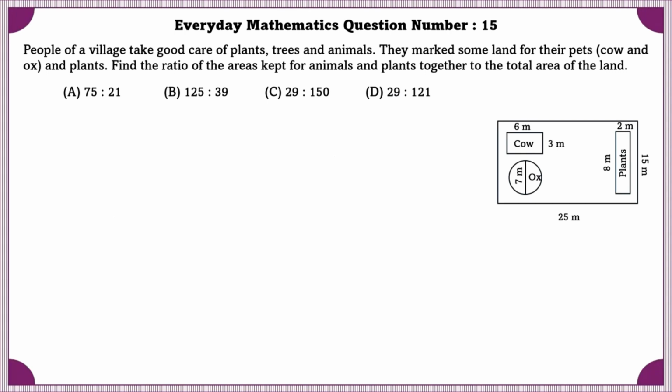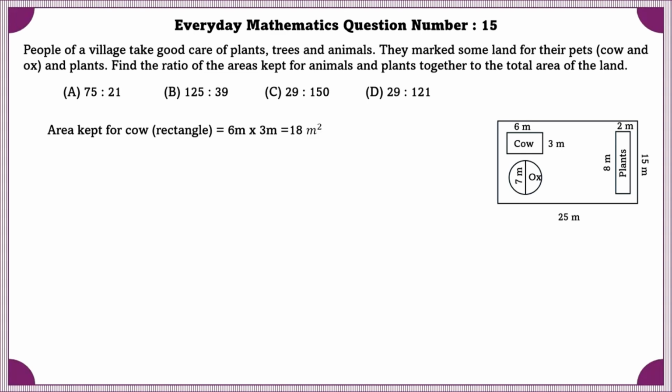Everyday mathematics question number 15. People of a village take good care of plants, trees and animals. They mark some land for their pets, cow and ox and plants. Find the ratio of the areas kept for animals and plants together to the total area of the land.